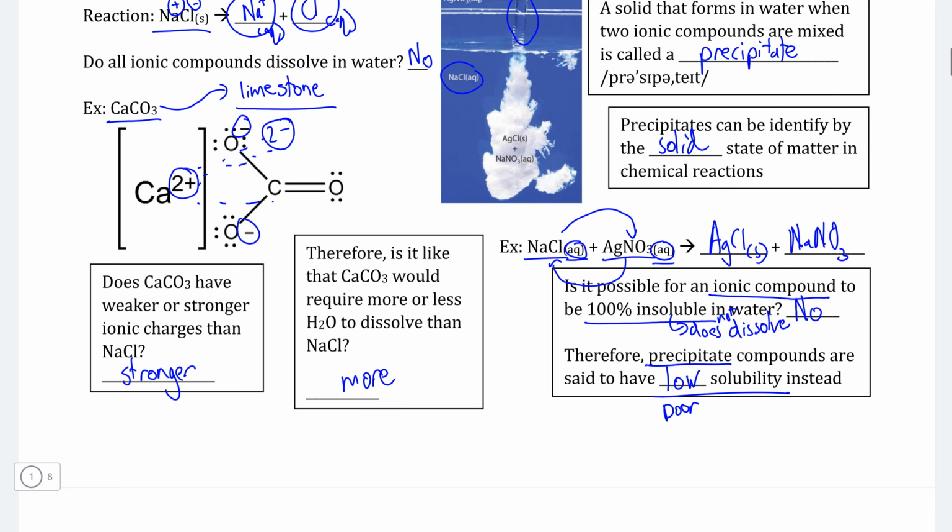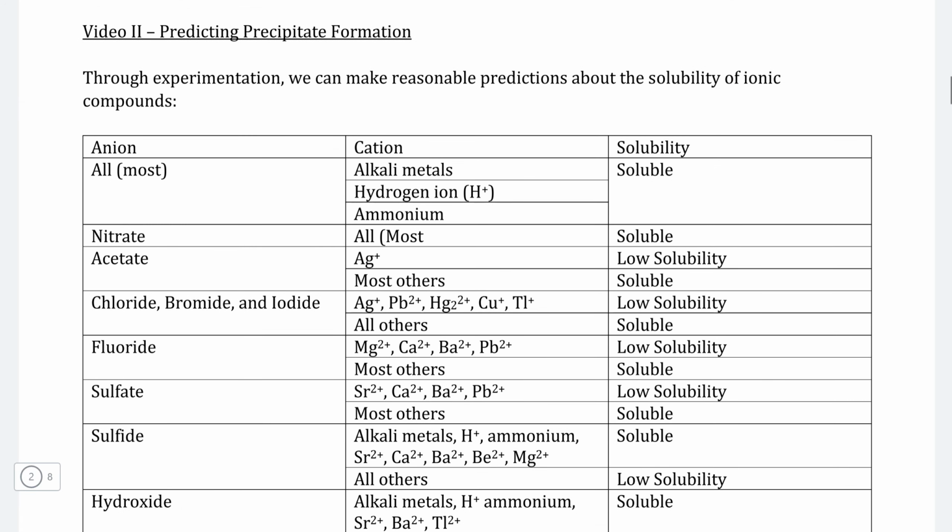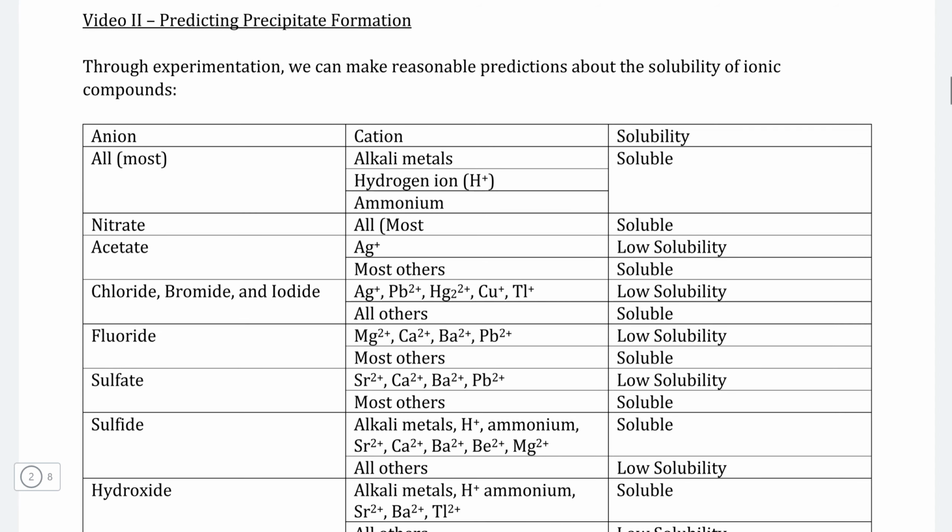The purpose of this video will be to use this table that we have here in order to show us how to predict whether a substance will more or less be able to dissolve completely within a solution of water, or whether a substance will not appear to dissolve at all because of its poor or low solubility. So the way that this table works is relatively simple.